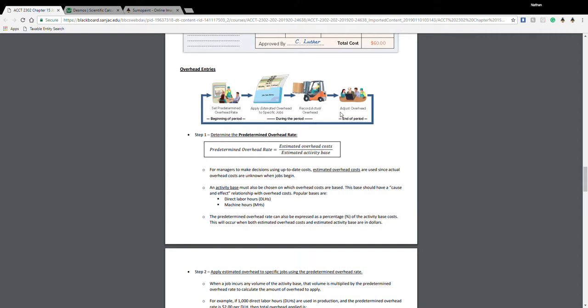So the predetermined overhead rate will most likely also be expressed as a percentage of the activity-based cost. Then it will actually be shown as a decimal. But this is mostly when both of the overhead and the activity base are in dollars. We can do percentage. Sometimes we can't, but most likely they're going to be in dollars. Don't worry about it. It's going to pretty much be in dollars.